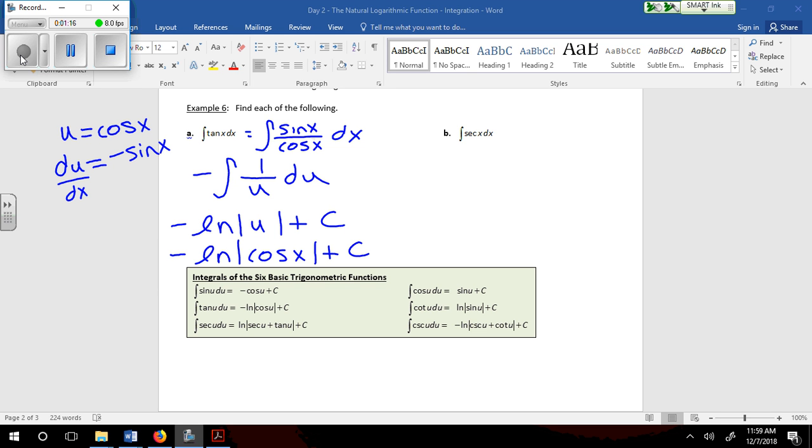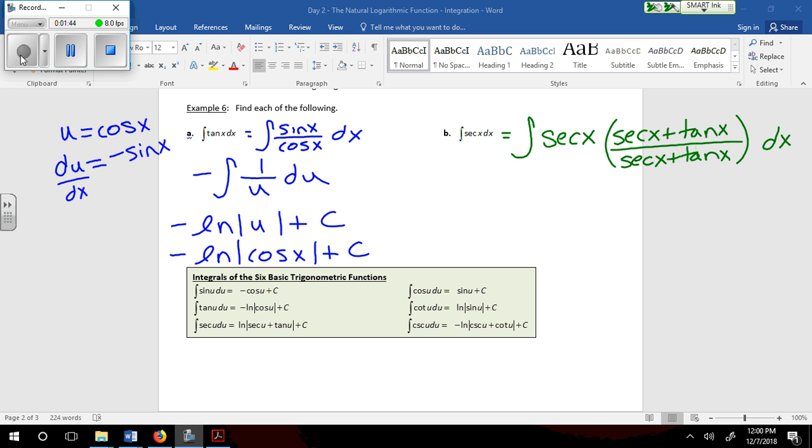For b, the integral of secant, this one's special. There's actually someone who figured this out, so you don't actually have to know this, but because I'm telling you this, you'll know to try this from here on out. But you can actually multiply the numerator by secant plus tangent, and then we're going to do the denominator by secant plus tangent.